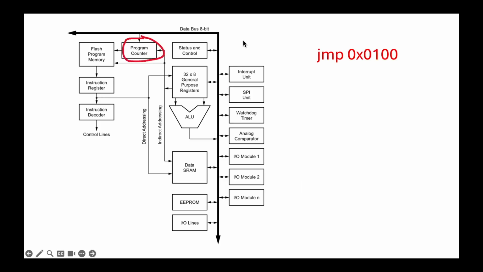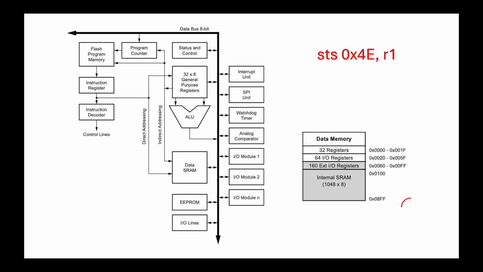Then we have program flow type of instructions. They're going to manipulate the program counter basically. So jump 100 would write 100 to the program counter. So in most of these cases here, we are using the 8-bit data bus for our operations. Most of the normal instructions do that.